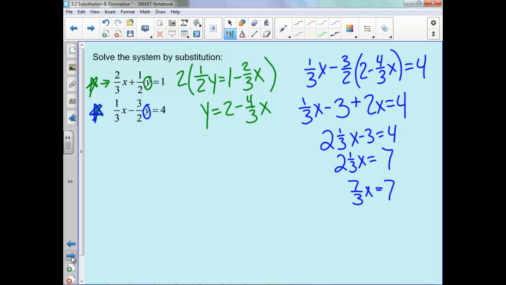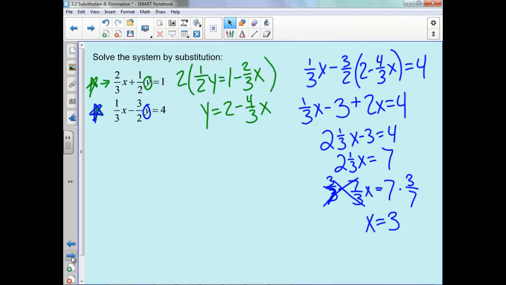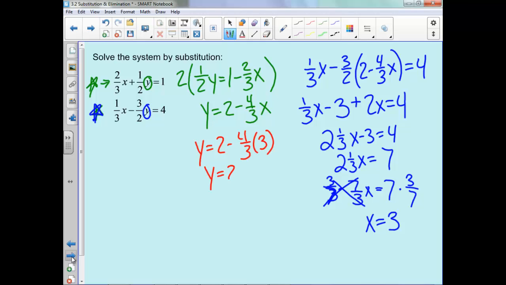And then we can divide by 7/3, which is the same as multiplying by 3/7. Notice our 3's and our 7's will cancel out. So we'll get x equals 3. And then we can substitute that back in to figure out our y. So our answer should be 3, negative 2.